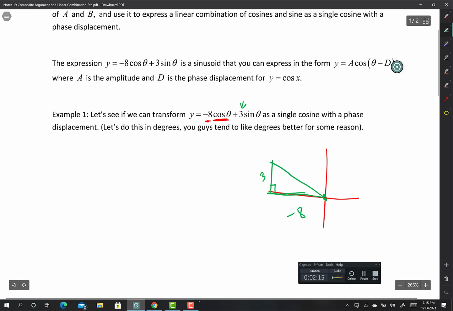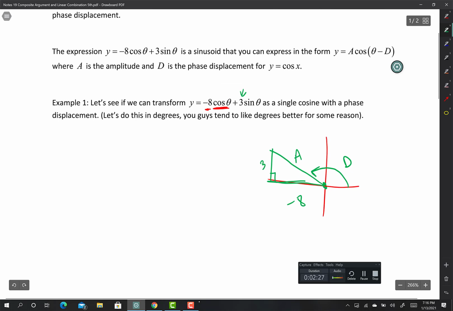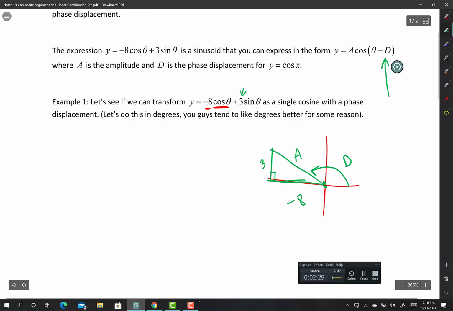So how do we represent our single cosine with a phase displacement? Well, the hypotenuse of this triangle is going to be the amplitude of that single cosine. And this angle, capital D, because that's what we have up there, is going to be my phase displacement of this single cosine. In a little bit, we'll test it to see if it really worked out.